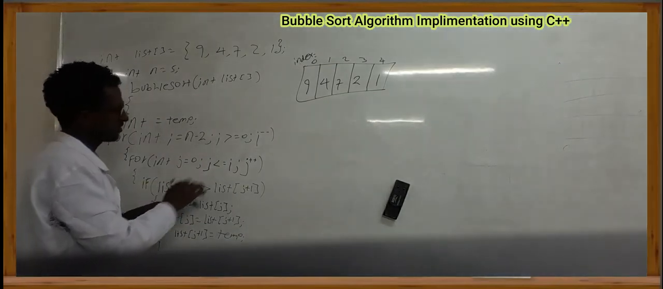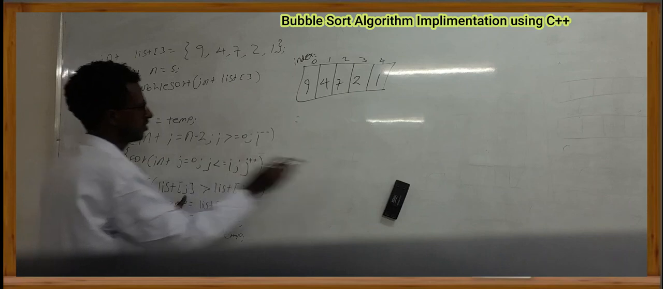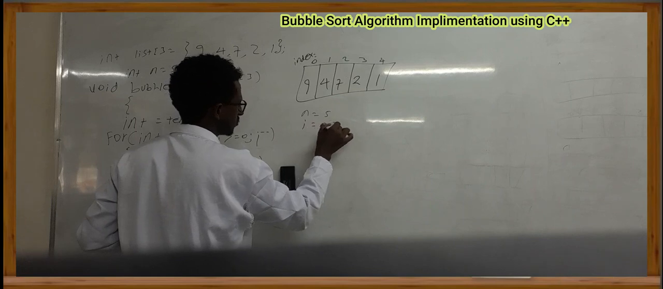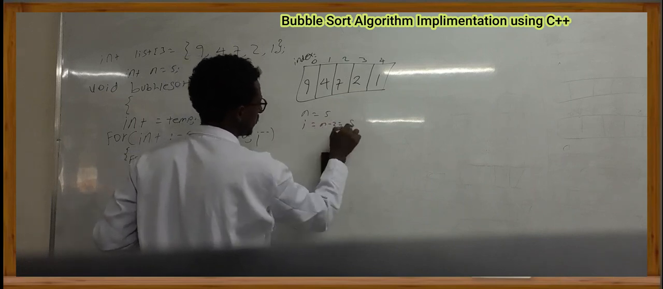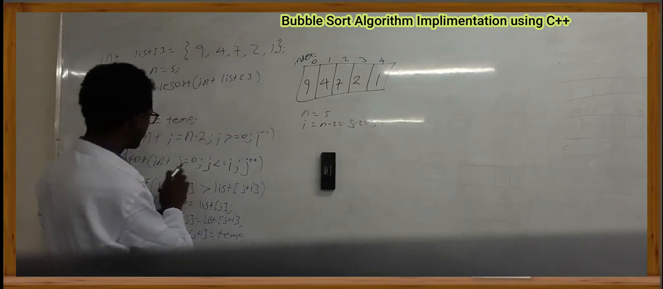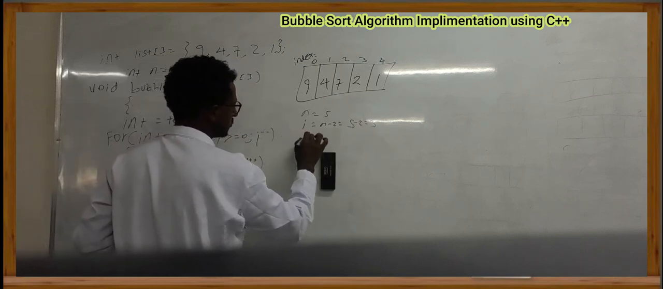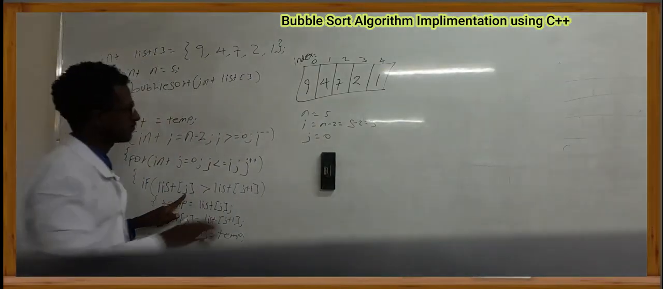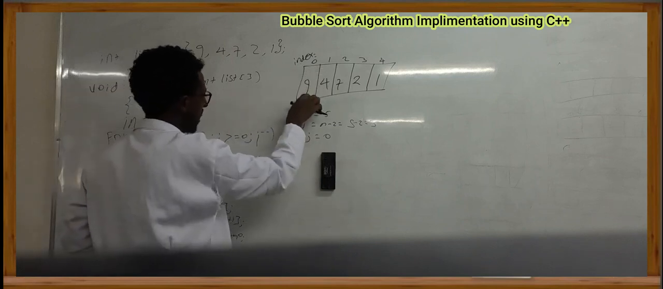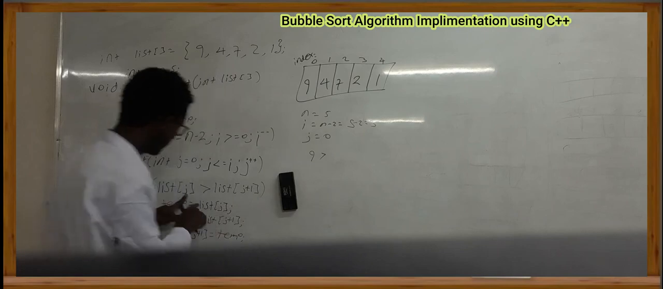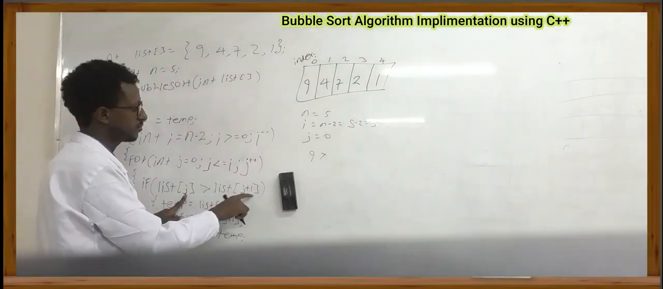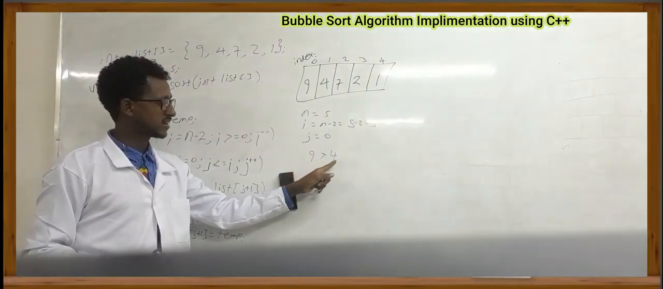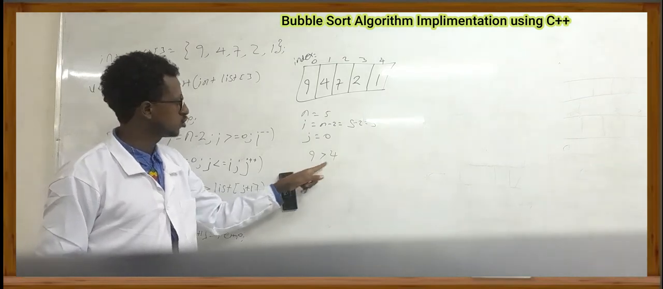If list of j, where j is equal to 0. To clarify more, n is equal to 5, and i is equal to n minus 2, that means 5 minus 2 is equal to 3. As the first round, j is equal to 0. This is our given initial value. Then list of j, meaning list of 0, is 9, greater than list of j plus 1, which is list of 1, that is 4. Check this condition: is 9 greater than 4? Yes, of course, this is right. So you should swap it.